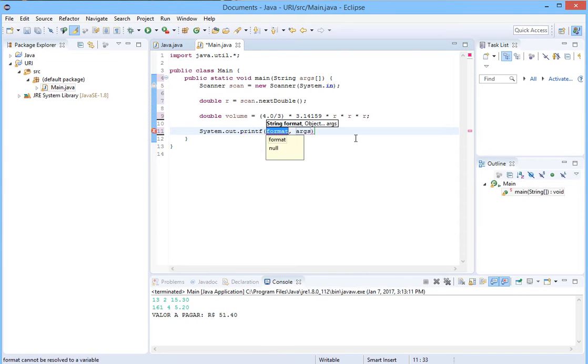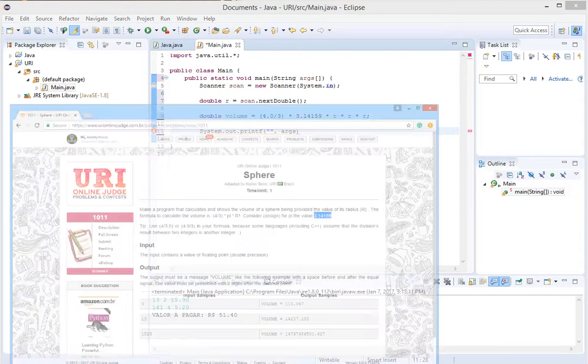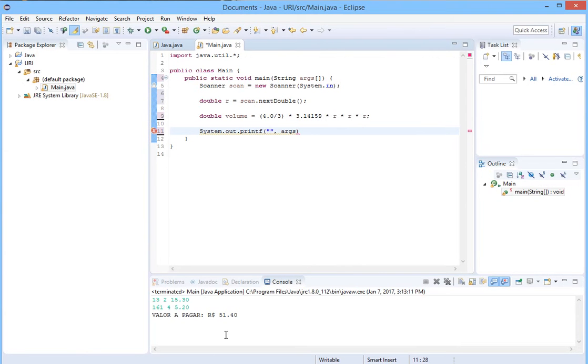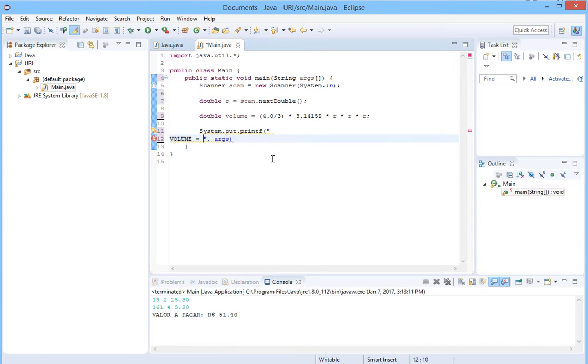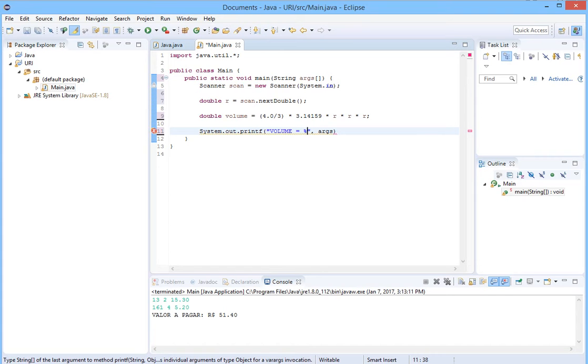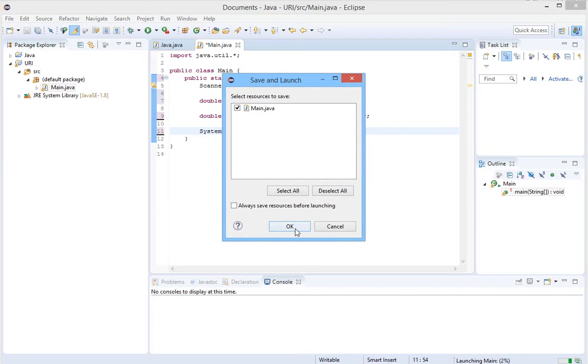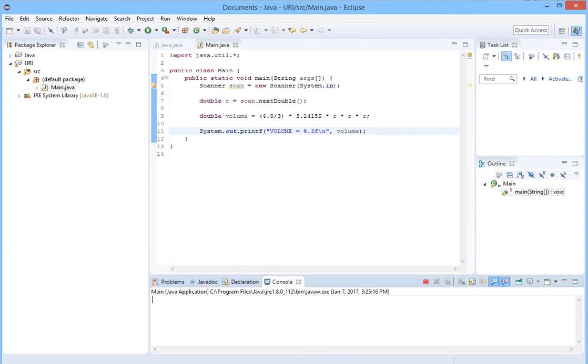I think it is 2 digits after the decimal point, no, 3 digits. Let's copy the output, this one, volume. Control C. Paste it here. Okay, printf with %0.3f and \n, and then volume. Okay guys, it's ready. Let's run it before trying it on this website itself.